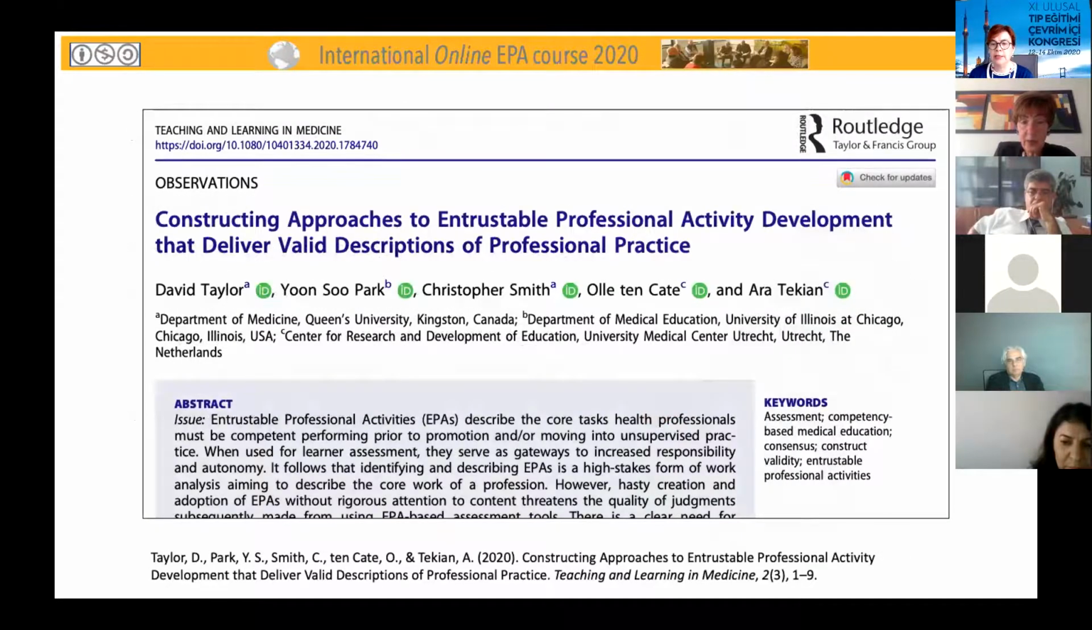Now, if you want to learn more about constructing approaches for EPAs, then I can also recommend this publication by David Taylor.